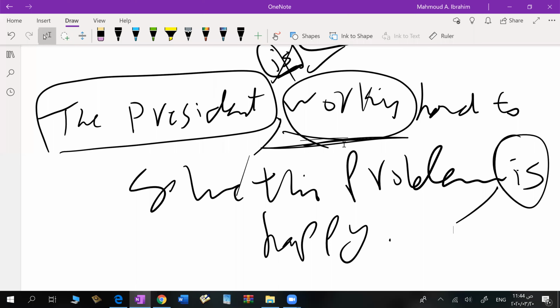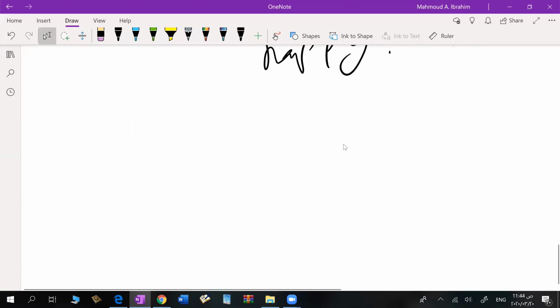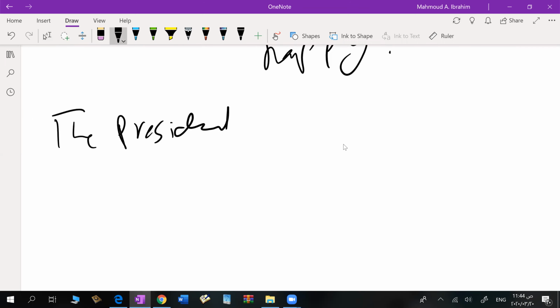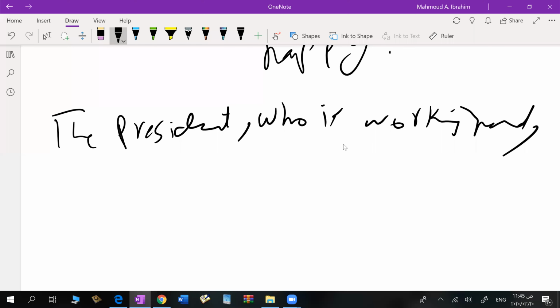If it's a relative clause, we can add a comma. The president who is working hard to solve this problem is happy. We can add a comma here, and I will write it to you. If it's a relative clause, again: the president, comma, who is working hard, comma, is happy.